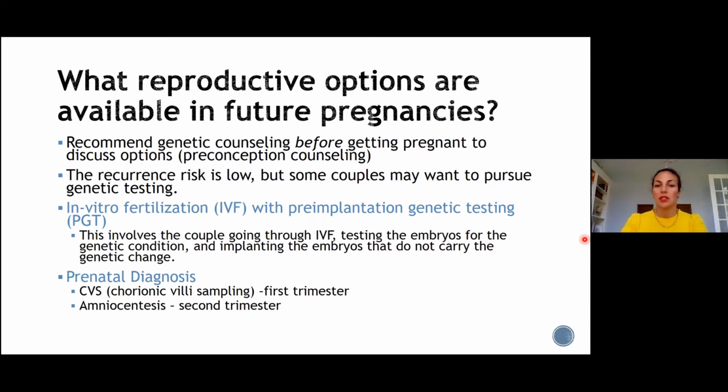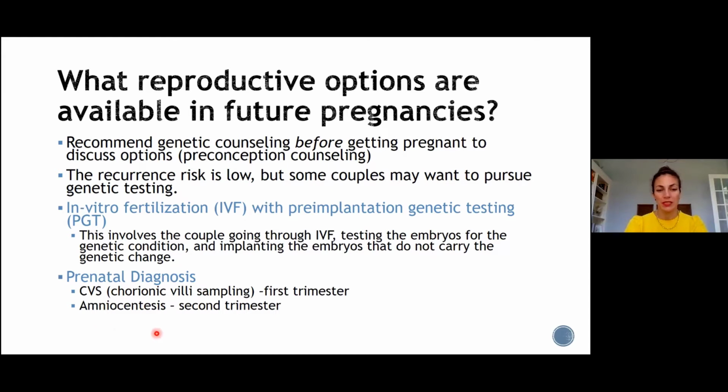For couples that don't want to go that route, there's prenatal diagnosis. And so this is where couples would conceive naturally and get pregnant. And then you could do testing in the first trimester with a procedure called a CVS, where they're taking some cells from the placenta and doing genetic testing on that, looking specifically for the EBF3 change.